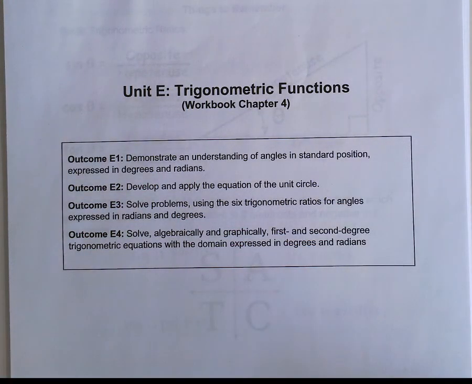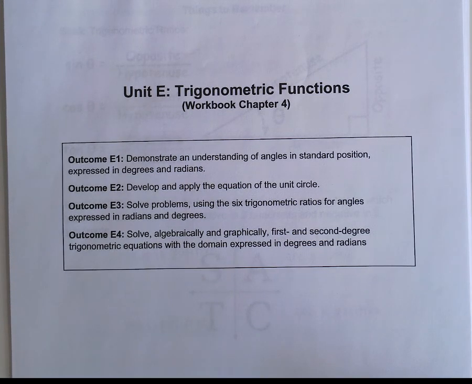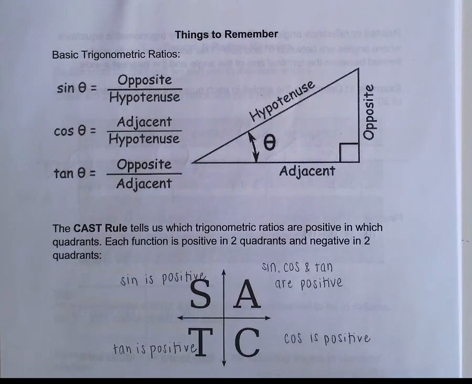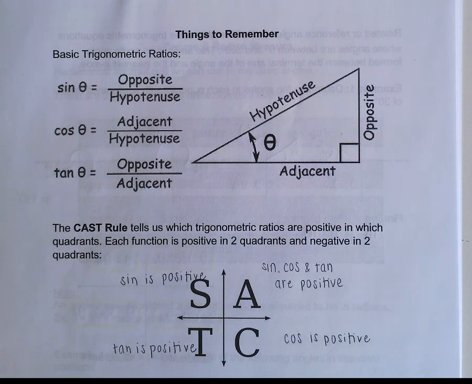Okay, today we are going to start on Unit E, which is all about trigonometry. We're going to start with some really simple reminders of things I hope you already know or are familiar with. Some of the basic things you've learned so far in trigonometry would be your basic trig ratios. Remember, this is SOHCAHTOA when we're dealing with right angle triangles, which we're going to see a lot of in this unit.